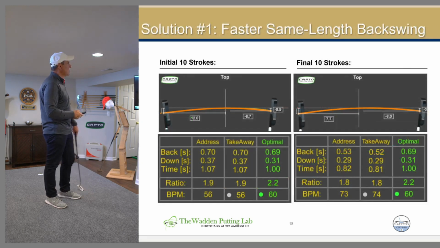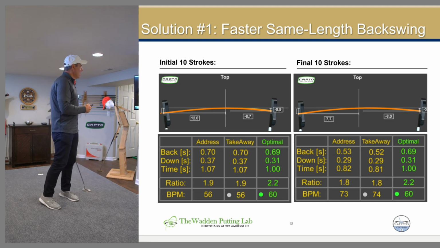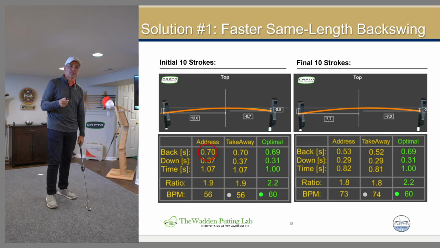Okay, so how did we fix this? The first thing I asked him to do was to speed up the backswing. He had to get started a little bit faster. His backstroke time was 0.7 seconds. Now that may sound very close to the 0.67 seconds that Grober's optimal backstroke time is.